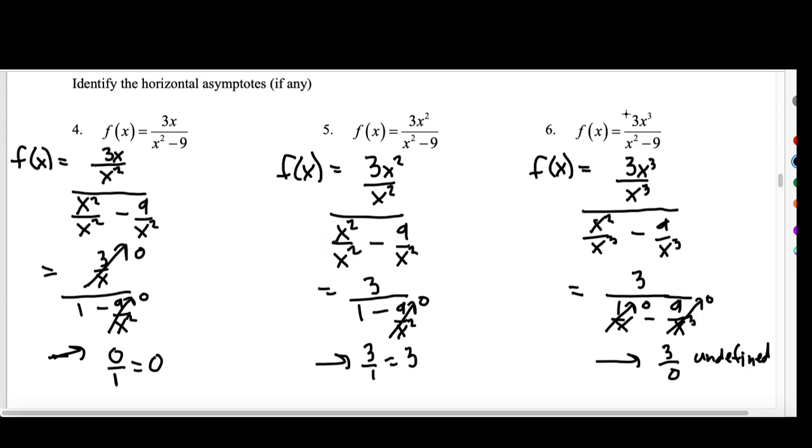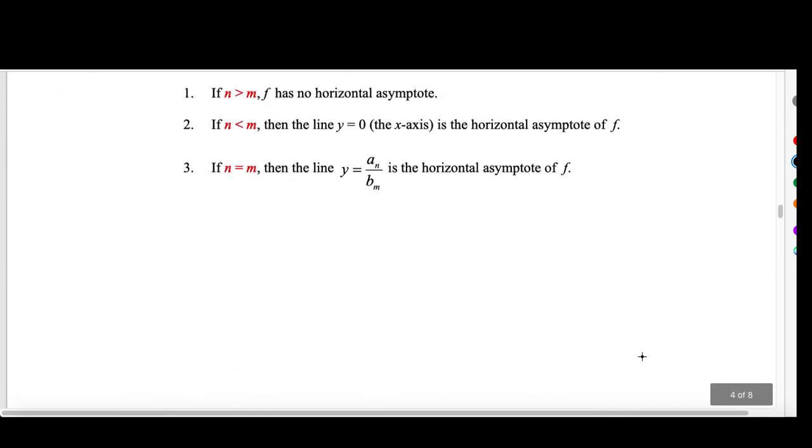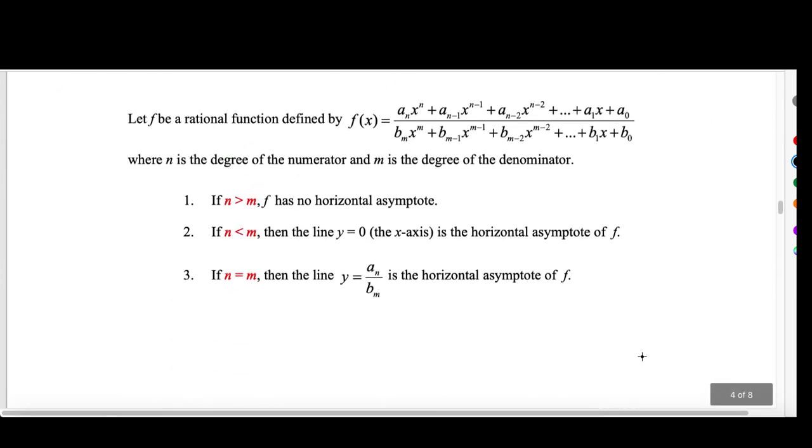With this one, the numerator is a third-degree polynomial. The denominator is a second-degree polynomial, right? So the numerator is of a higher degree than the denominator, and there is no horizontal asymptote. And that will always be the case as well. Anytime the numerator is of a higher degree than the denominator, the function will not have a horizontal asymptote. Okay? All of that can be boiled down to these 3 rules right here.